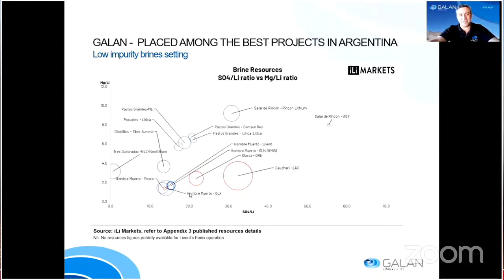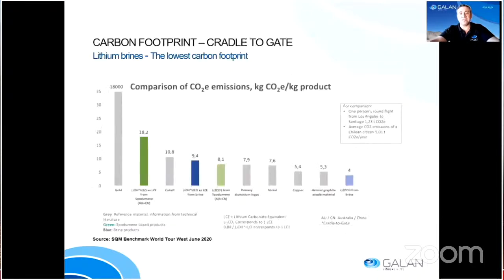So importantly, in this cluster of companies, you can see Galaxy, Orocobre, which is Allkem by the way. And then you go Livent and you go POSCO, but we are here in one of the closest points to zero in terms of low impurities. And this is what I believe POSCO, in the end, having all this information, decided to go for Hombre Muerto. And this is not a coincidence, and we are proving that we have something important.